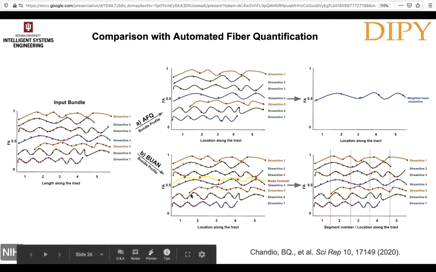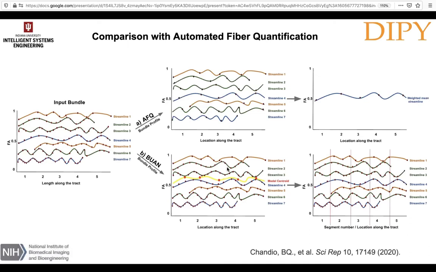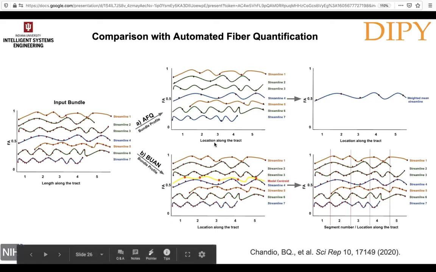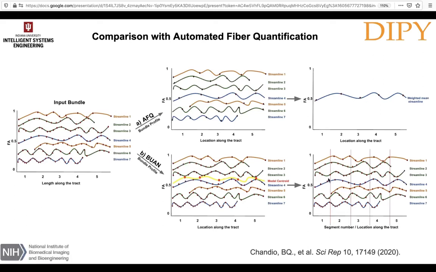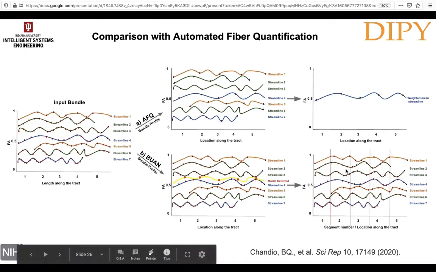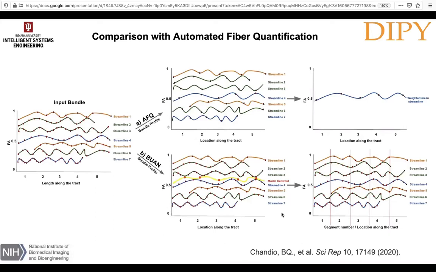And in BUAN, we do not discretize it, but we just assign each point to the closest centroid. In this way, we create these segments. So we keep all the points on the streamlines, and we don't create a final mean streamline. We keep all the streamlines and all the points and use all of them in the analysis, and we just give them a segment number.